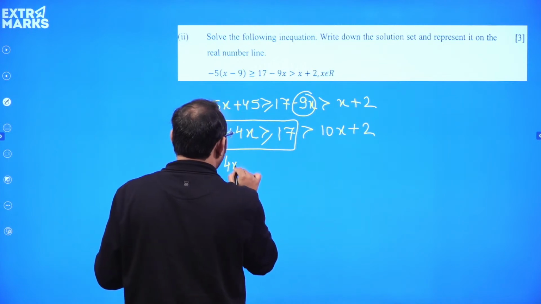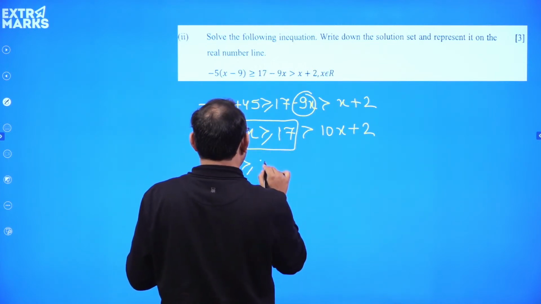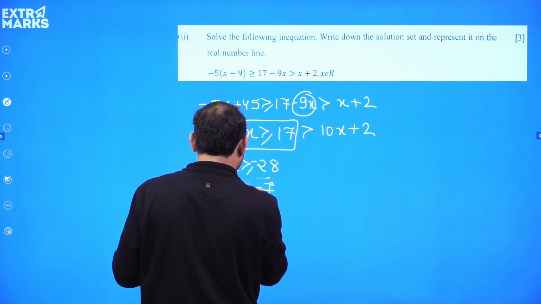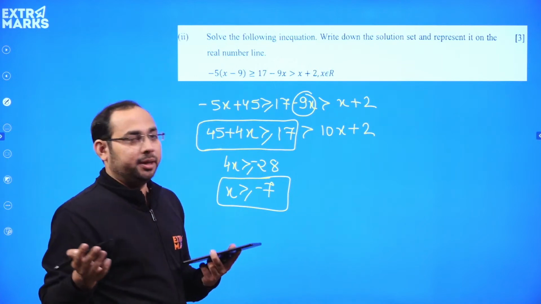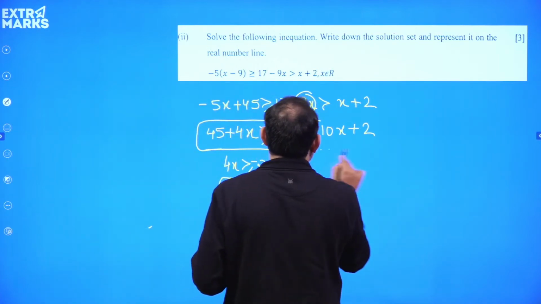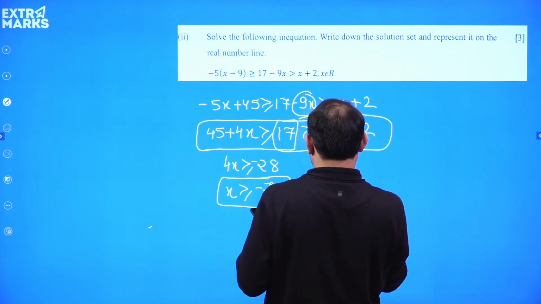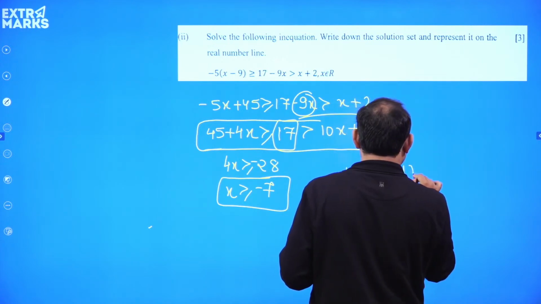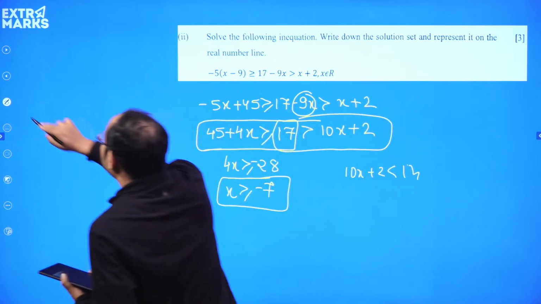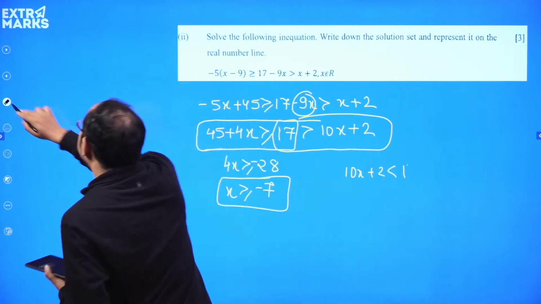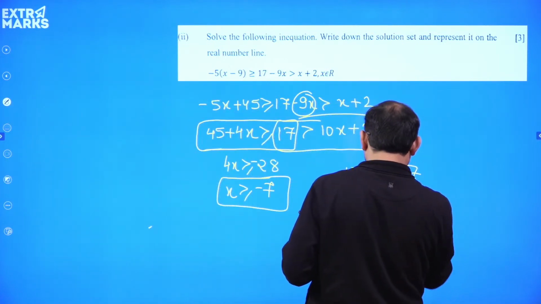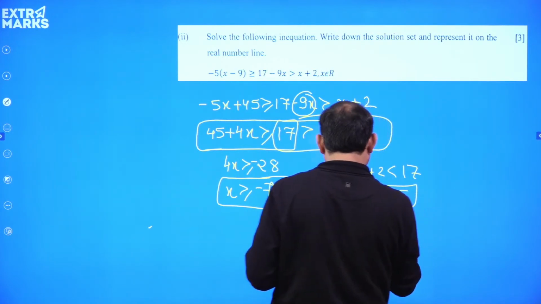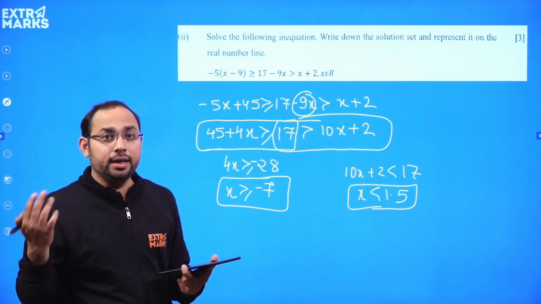So on solving these two you will get 4x, 17 जाएगा 28 but of negative, so x is less than equal to -7. पहली चीज ये आ गई that -7 से बड़ा x, this is what is coming. Now when I will look at this inequality I will get 10x plus 2 less than 17, so x is 1.5. okay, so 1.5 से छोटा है, -7 से बड़ा है and equal है.